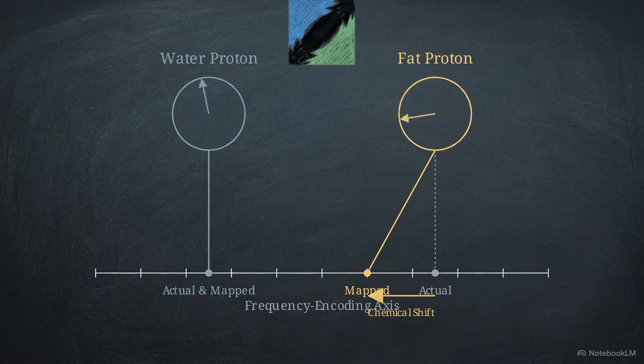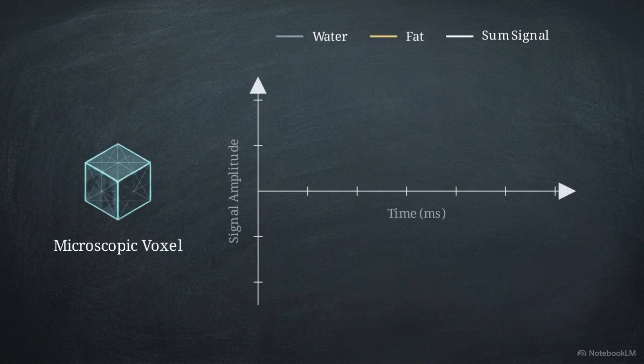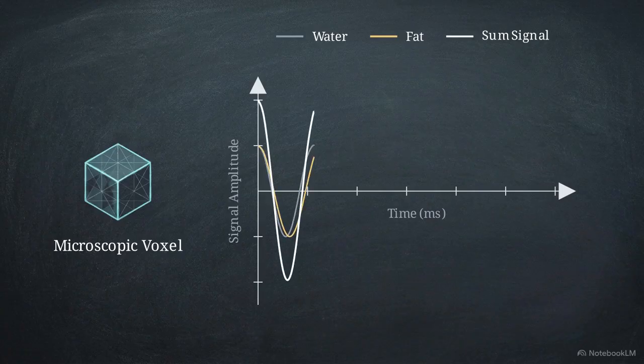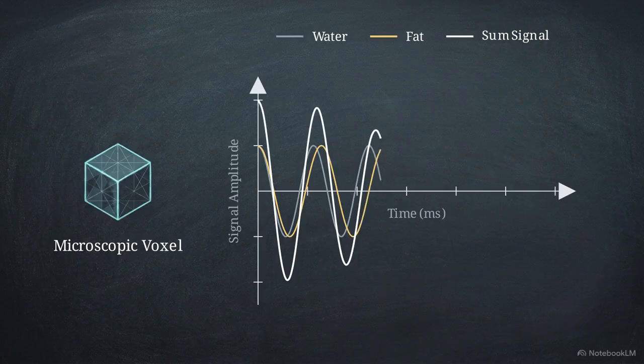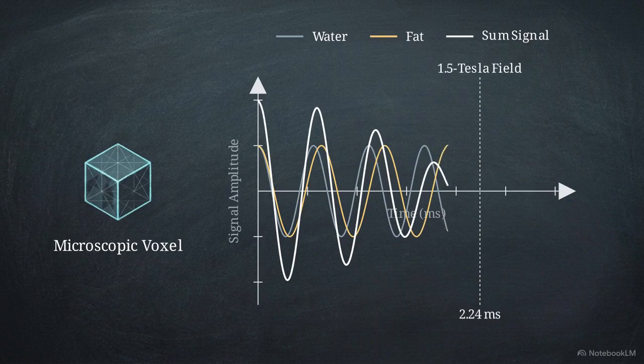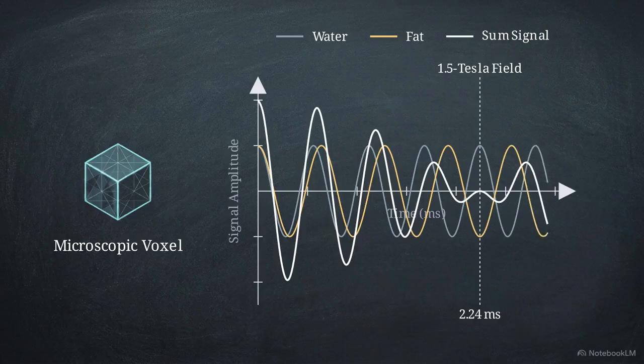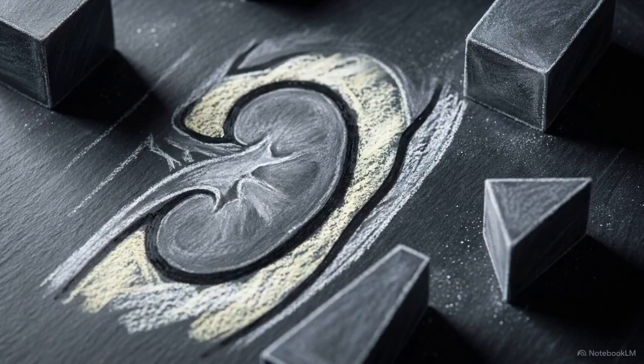But when microscopic fat and water protons exist within the exact same voxel, their differing frequencies cause their waveforms to continuously drift in and out of phase over time. At precisely 2.24 milliseconds in a 1.5 Tesla field, these two waveforms reach total destructive interference. The signals cancel each other out completely. Clinically, this fat-water cancellation projects a distinct black boundary line between tissues on the image, nulling the signal entirely.